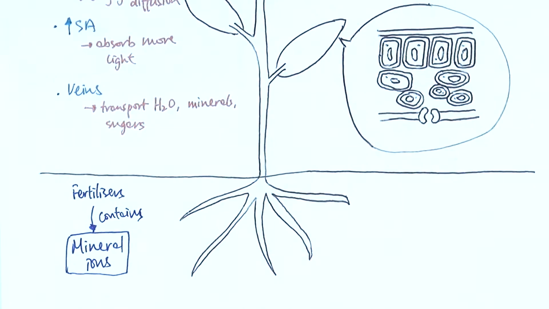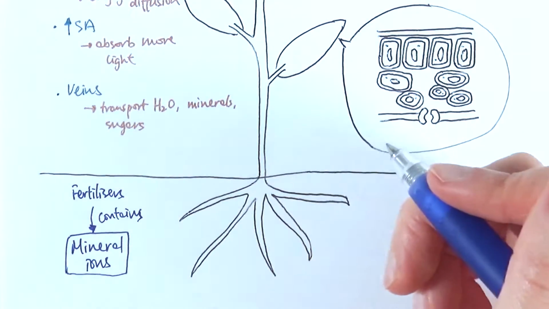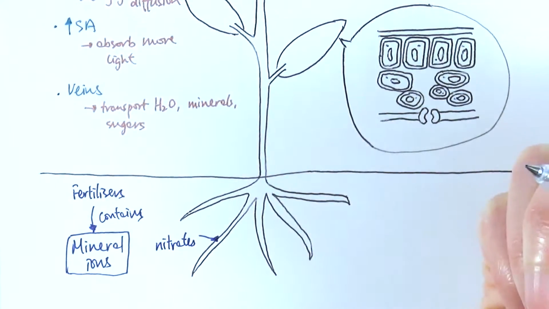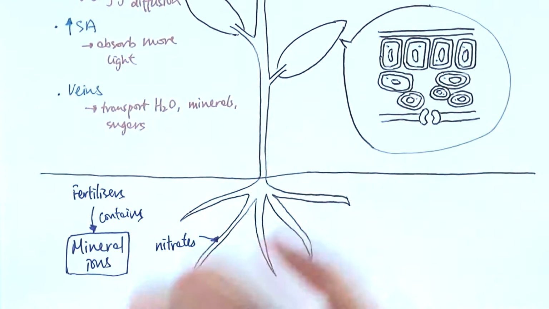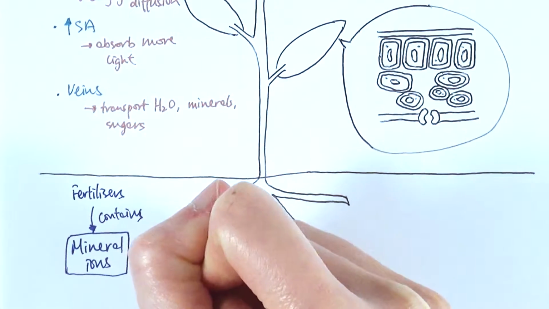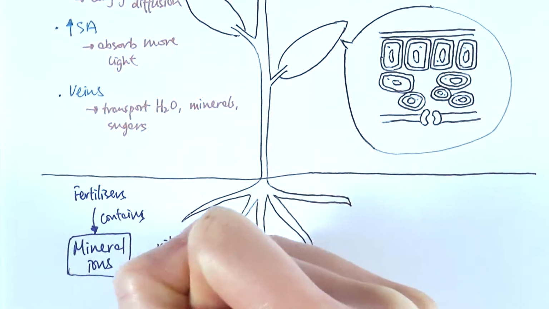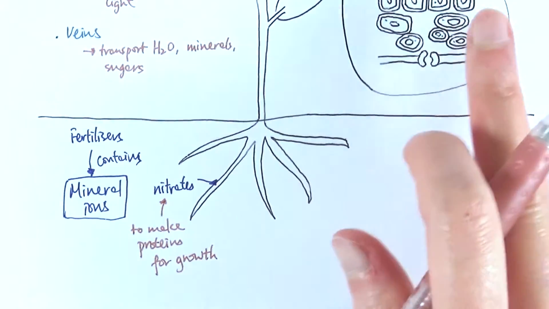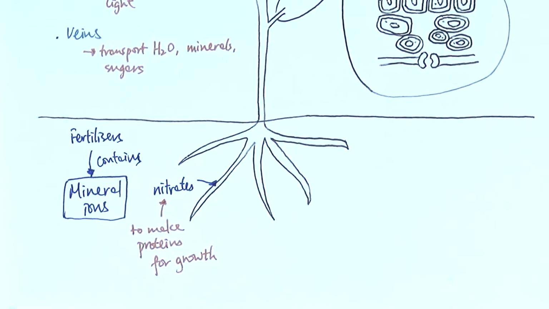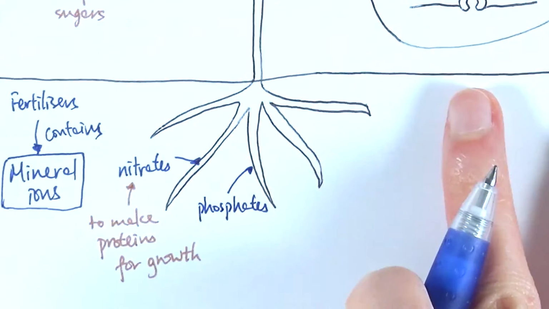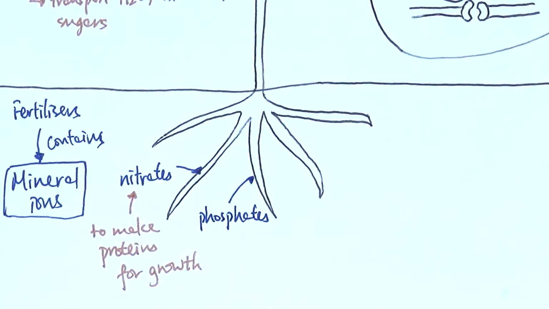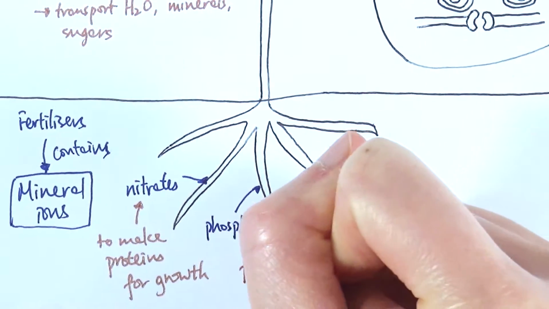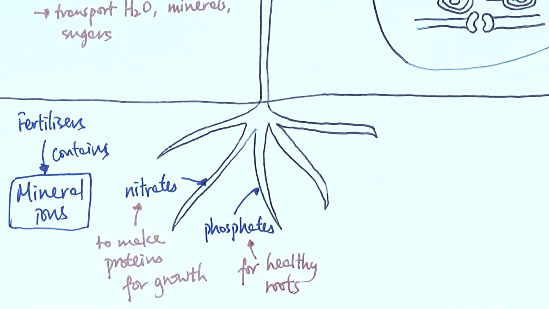So what are these mineral ions? There are 4 mineral ions here. We've got the nitrates, first of all, which can be absorbed by the roots and the root hair cells, and nitrates are very important in making proteins. If they can make proteins, that means they can grow well, because proteins are needed for structures in the plants and also different mechanisms. They can also absorb phosphates in the soil, and phosphates are important in growing healthy roots. So they are important in root growth.